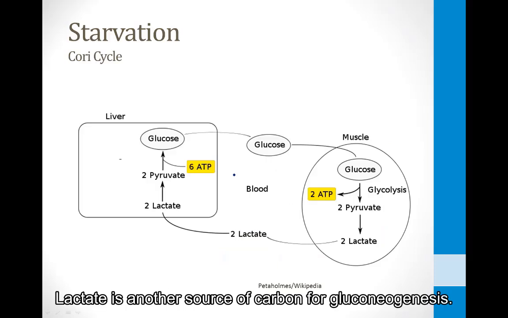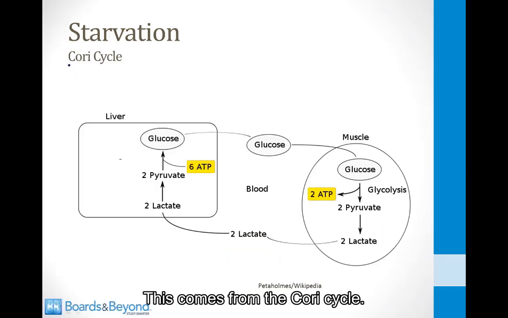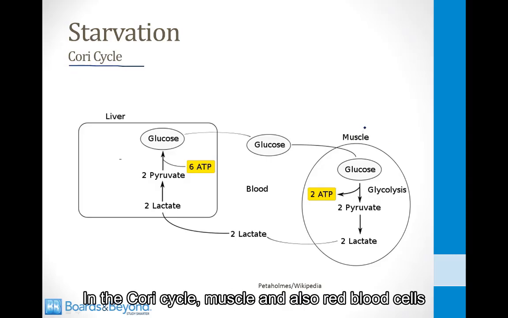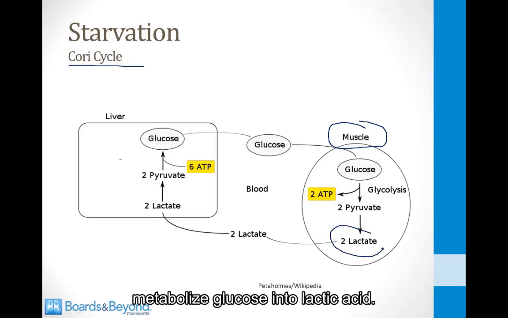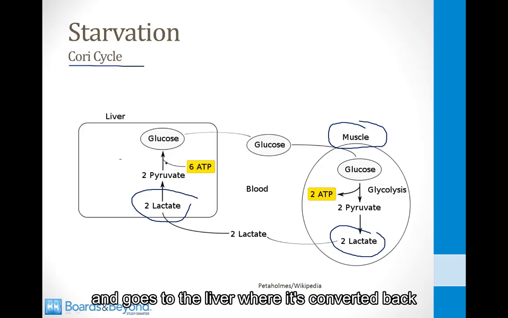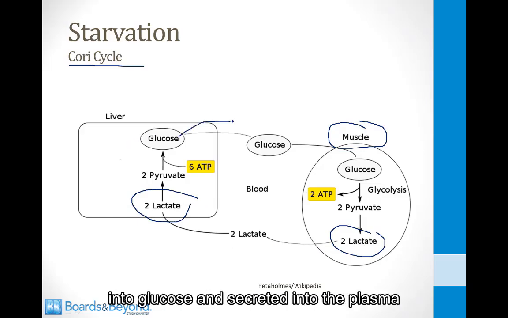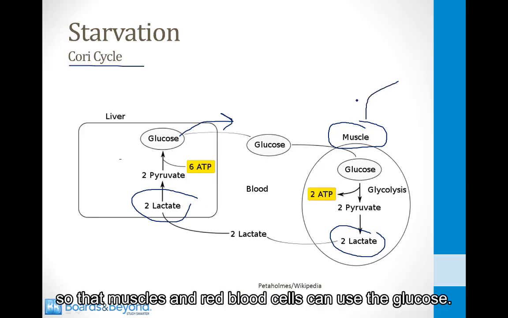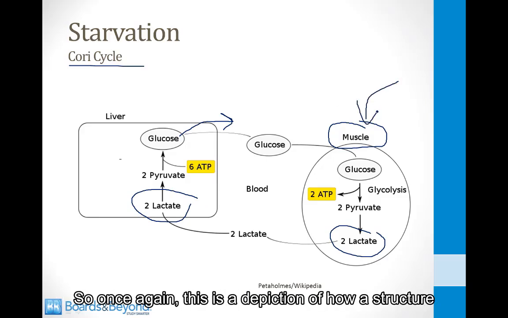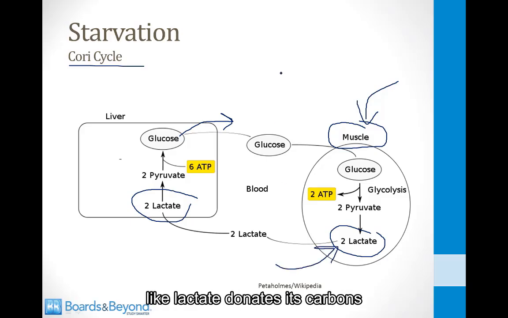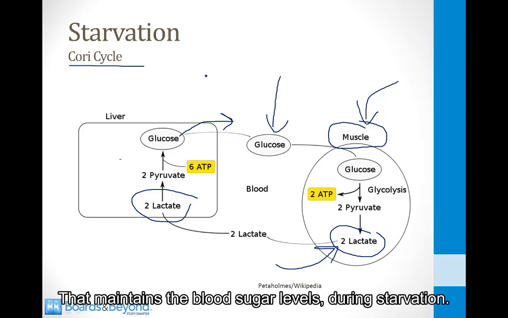Lactate is another source of carbon for gluconeogenesis. This comes from the Cori cycle. In the Cori cycle, muscle and also red blood cells metabolize glucose into lactic acid. The lactic acid is released into the plasma and goes to the liver, where it's converted back into glucose and secreted into the plasma so that muscles and red blood cells can use the glucose. So once again, this is a depiction of how a structure like lactate donates its carbons to glucose in the blood sugar that maintains the blood sugar levels during starvation.